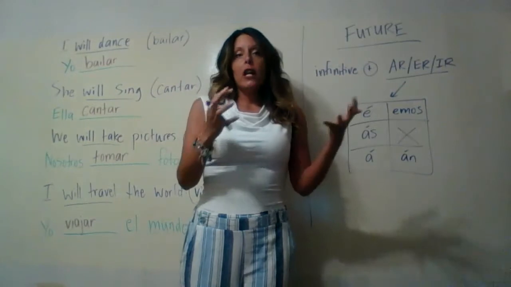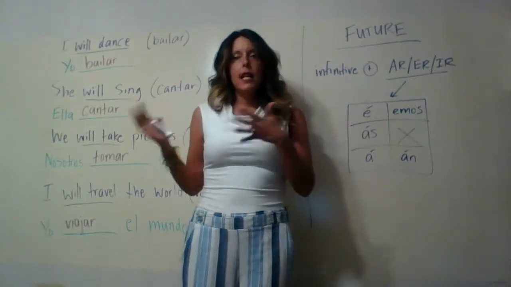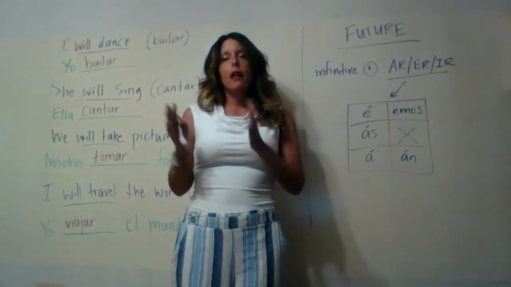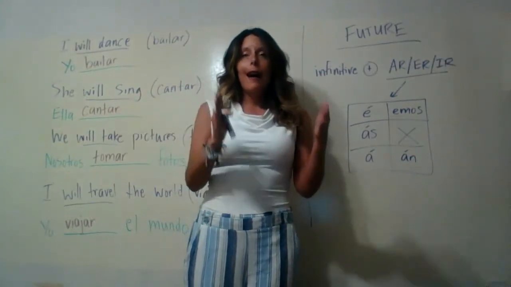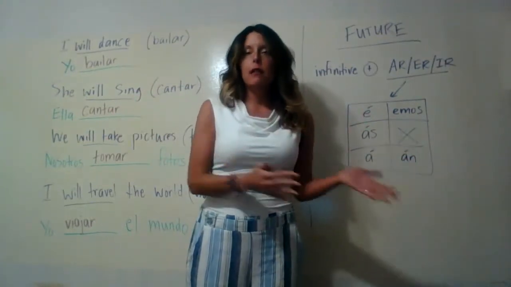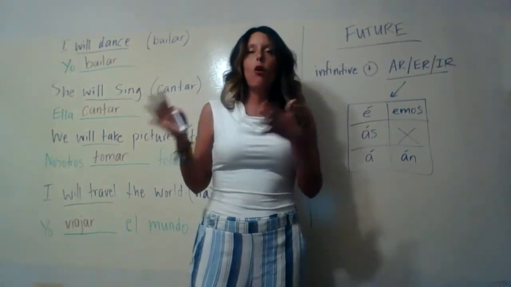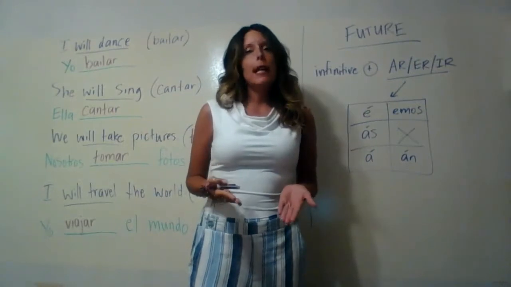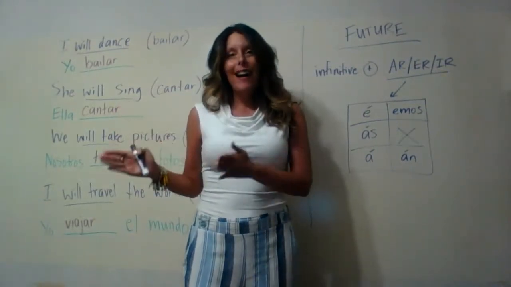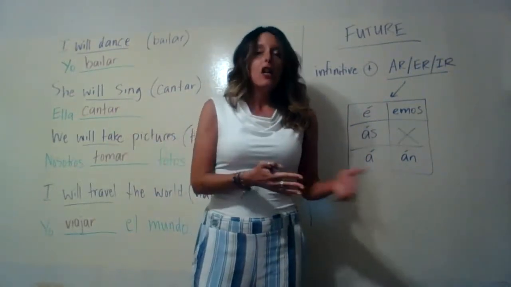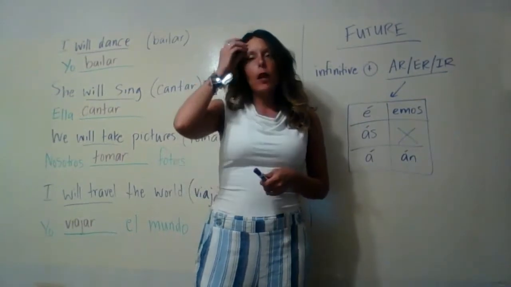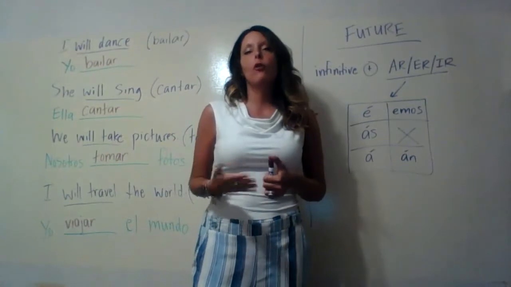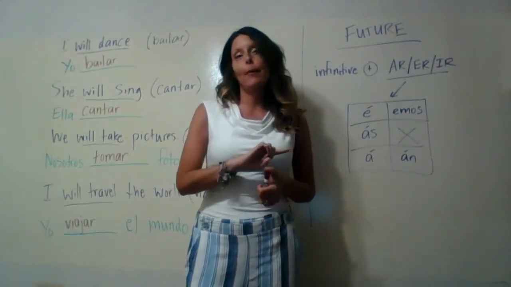I am going to dance, she is going to sing, then it would be something like, yo voy a bailar, meaning I am going to dance, but she is going to sing, ella va a cantar. So that is something that we call ir plus a plus infinitive, or the informal future, and that is not what we're talking about right now.